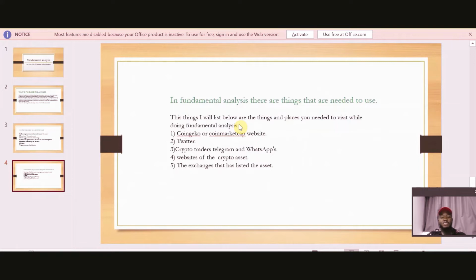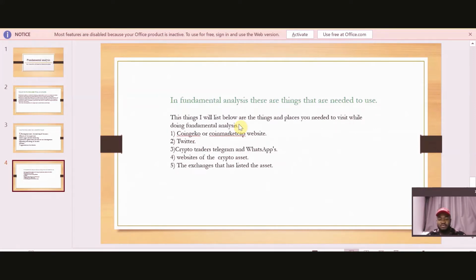You understand? So the second one is Twitter. Twitter is a big, let me just call it a big marketplace when it comes to the crypto sector. So any trader or aspiring trader or any crypto investor, you must learn how to use your Twitter very well, because these are places where you find the big G's in crypto. We also have crypto traders on Telegram and WhatsApp. You have to keep checking once a token is launched or once they have announced their websites and all this. You have to follow them up on their Telegram channels and their WhatsApps.